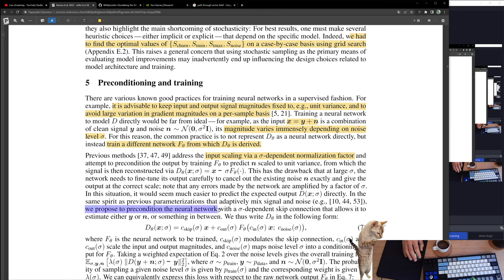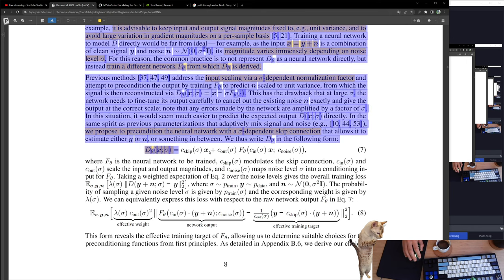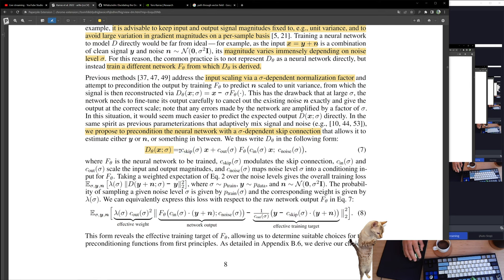We propose to precondition the neural network with a sigma-dependent skip connection. Okay, so their denoiser neural net has some skip connection that is dependent on sigma times the image. Right, C skip modulates the skip connection. C in and C out scale the input and output magnitudes. Okay, so you have some scaling functions: C out, C in, C noise. And C noise maps noise level.